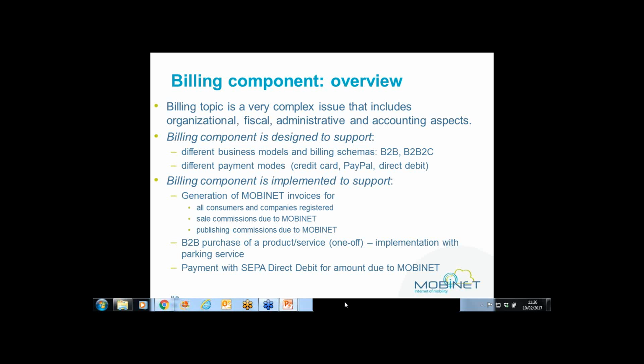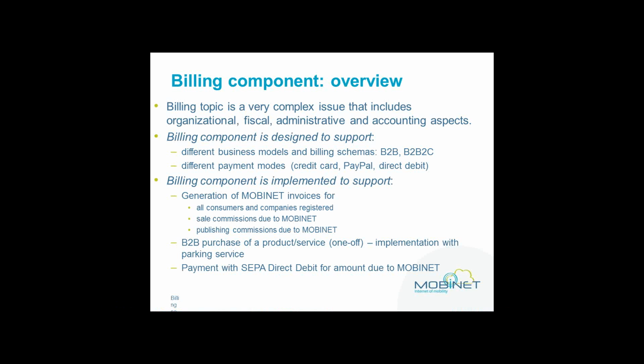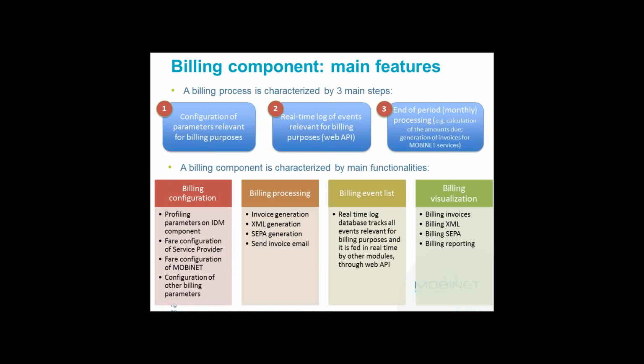The next one, please. Yeah, in this slide you can see the three main steps of the billing process. So the first one is the configuration of parameters relevant for billing purposes. So the personal data, for example, the invoice issuer or the invoice recipient. So the tax code, the company name, the address, email, and so on.